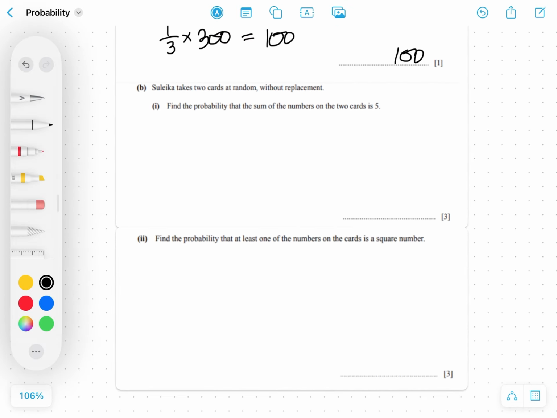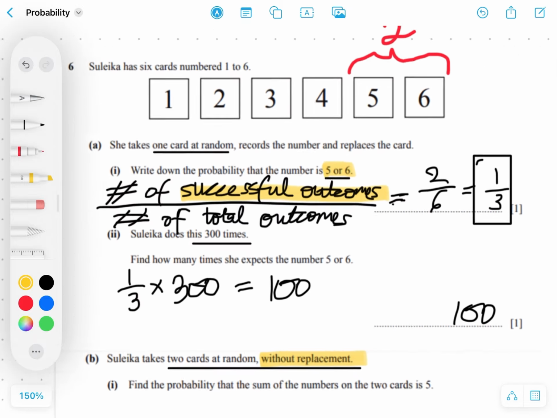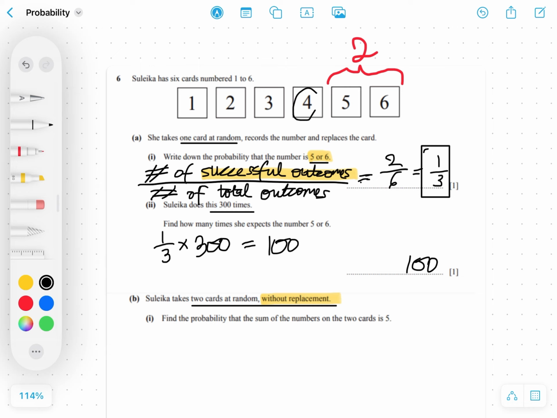So now part B of the question. She takes 2 cards at random without replacement. What does without replacement mean? It means, let's say she chose the number 4 on her first card. And now, when she goes to choose the second card, the number 4 is removed from the deck. It is not replaced, so that means it's not put back into the deck. So when she goes to choose her second card, she's left with just 5 other cards.